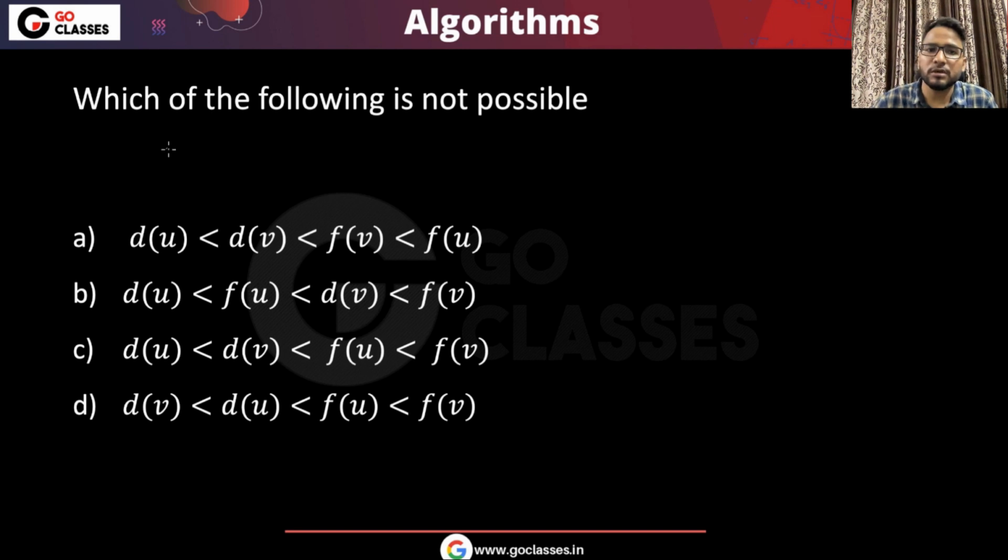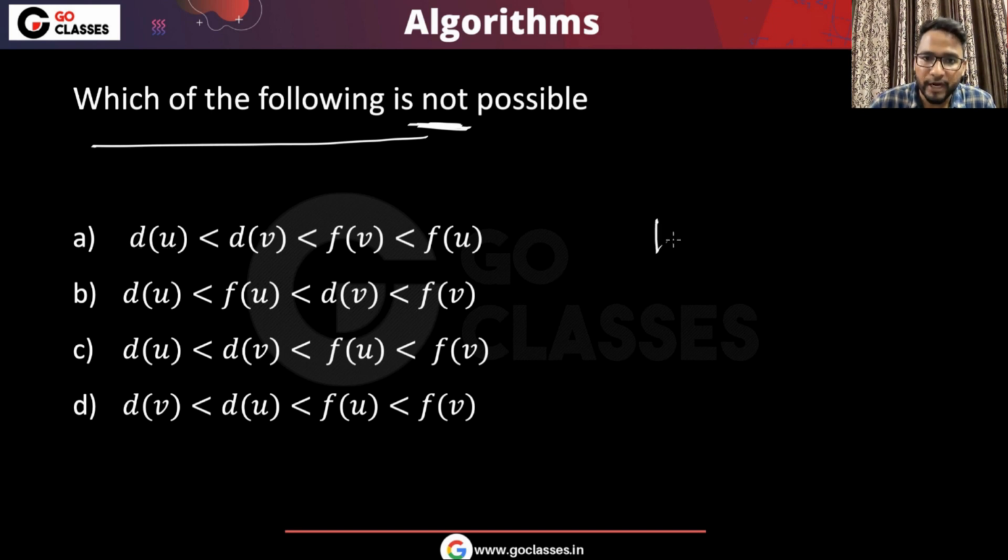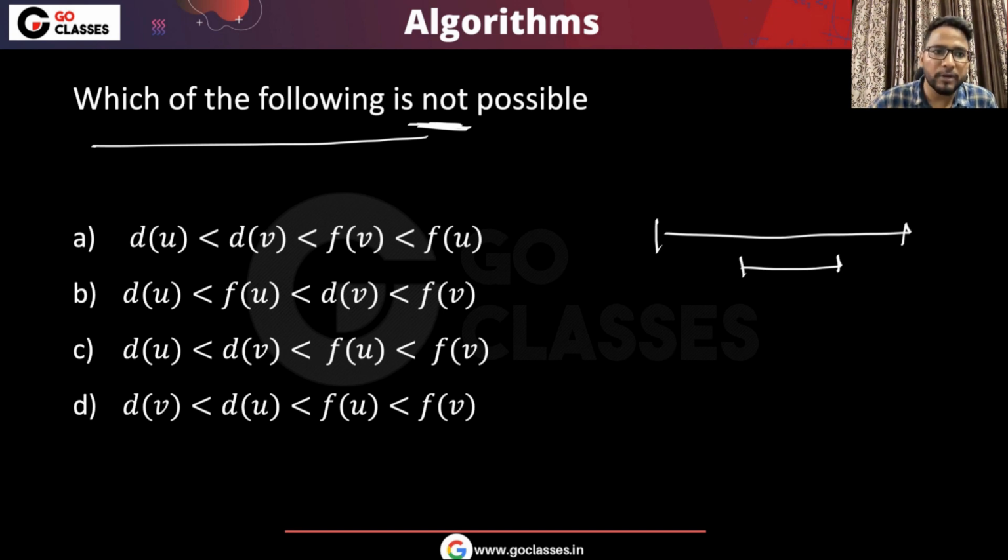Now let's solve this question. Which of the following is not possible? They are saying not possible. So the first condition is saying start of U and finish of U in between, start of V and finish of V. So what you can do, you can try this question and then just see the solution later. Just pause this video and then see the solution after that. Okay, let me try solving it.